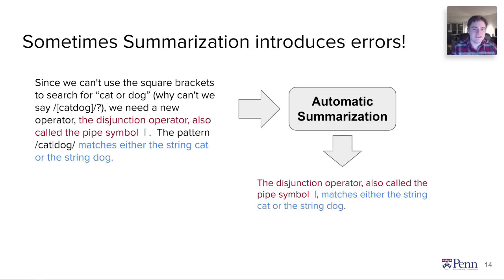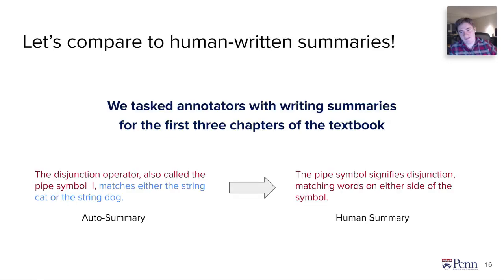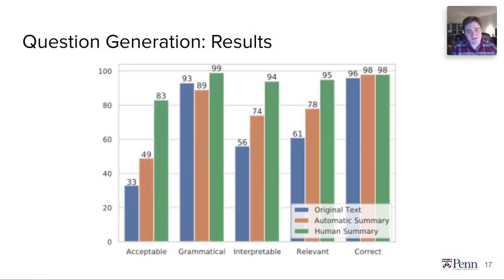But summarization sometimes makes mistakes. This passage that came out of the summarization model is completely nonsensical. How do we know what the upper bound on performance is for summaries if they were perfect? If we compare to human written summaries, we can see what would happen if we had perfect summaries that would never mess up. We compared to human written summaries and we were very surprised to see that we had over 90% interpretable questions, over 90% relevant questions, and we had 4 out of 5 questions as directly acceptable.